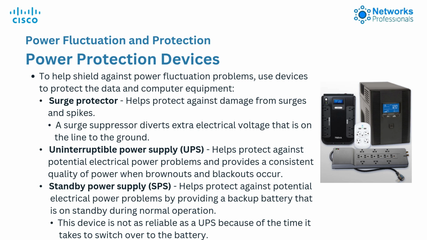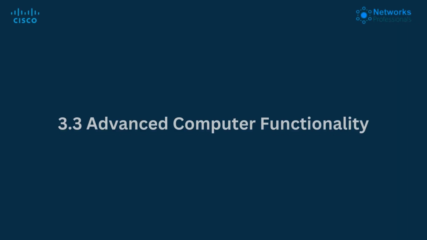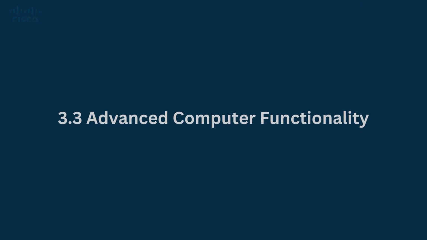A surge suppressor diverts extra electrical voltage that is on the line to the ground. An uninterruptible power supply, UPS, helps protect against potential electrical power problems and provides a consistent quality of power when brownouts and blackouts occur. Standby power supply, SPS, helps protect against potential electrical power problems by providing a backup battery that is on standby during normal operation. This device is not as reliable as a UPS because of the time it takes to switch over to the battery.